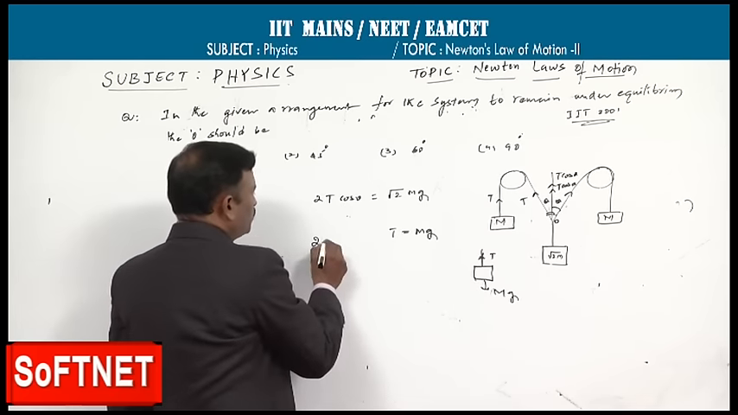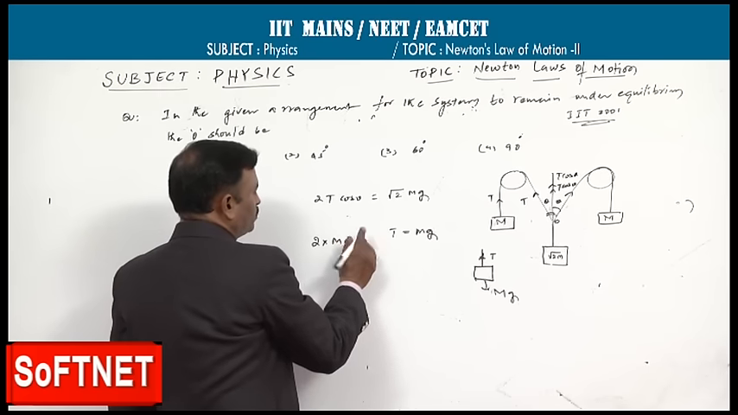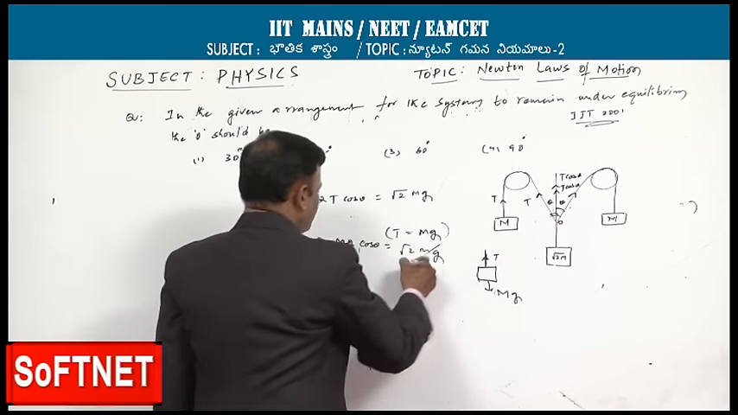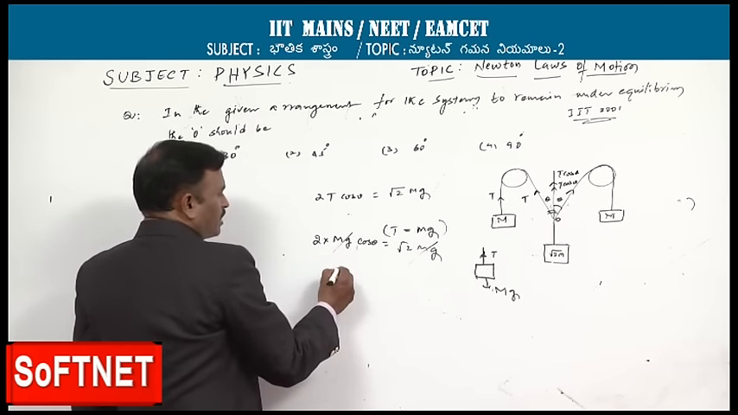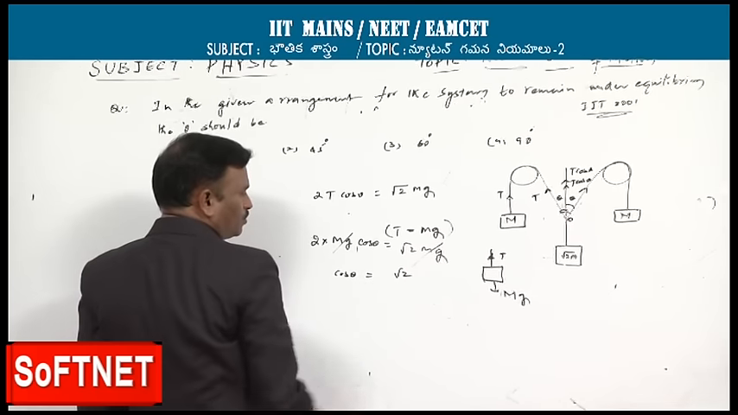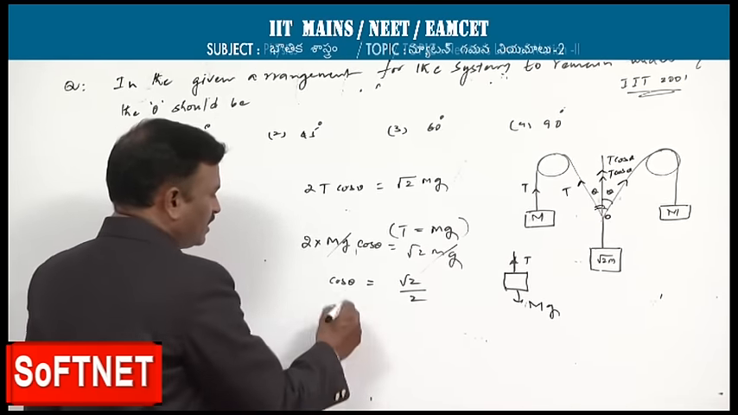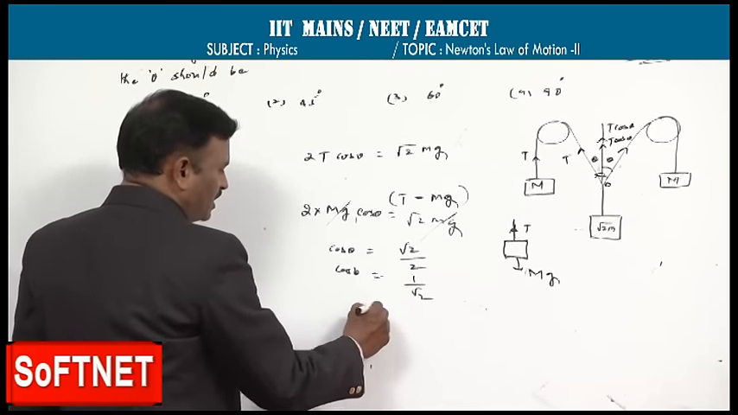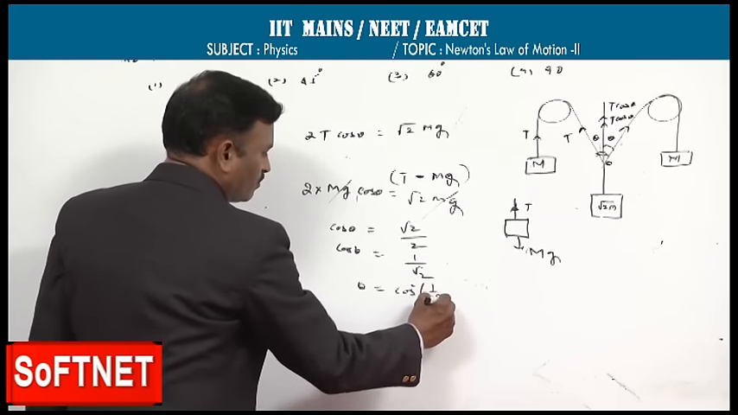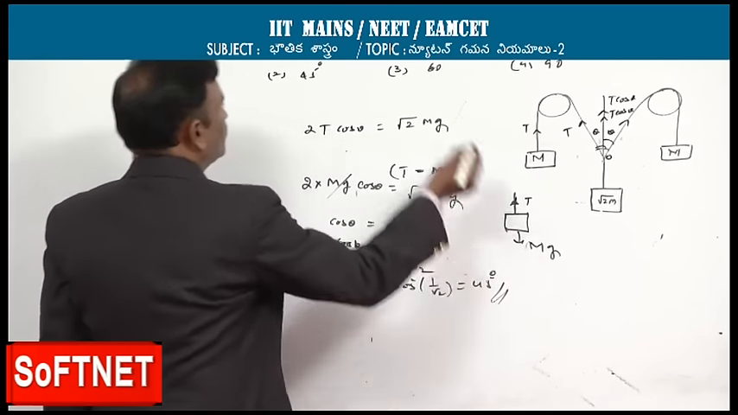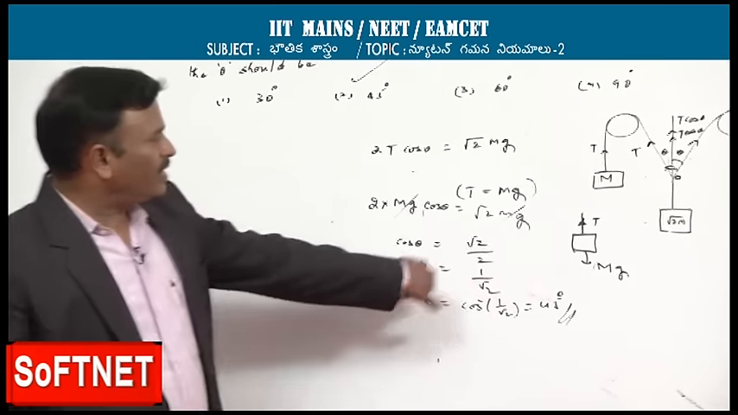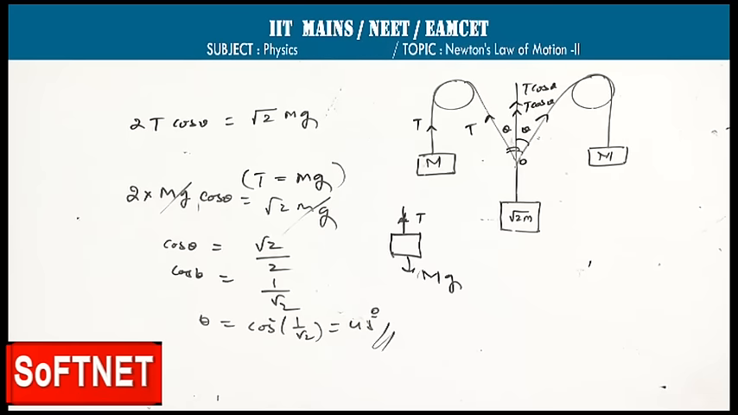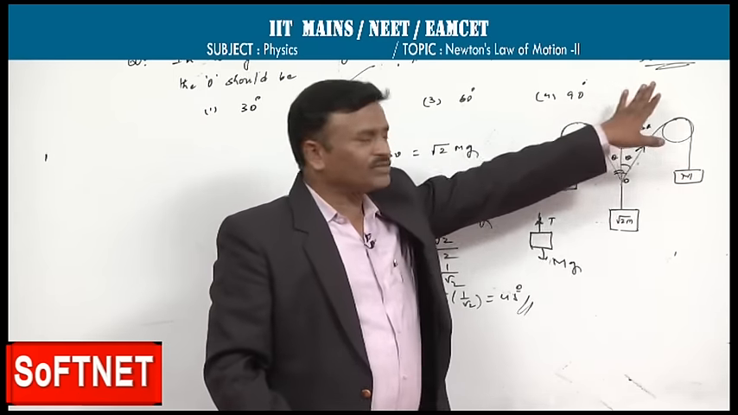By substituting, 2 into mg into cos theta should be equal to root 2 into mg. Here mg cancels. So cos theta is equal to root 2 by 2, which on rationalizing is 1 by root 2. Theta is equal to cos inverse of 1 by root 2, that is 45 degrees. For the 45 degrees angle, the upward and downward weights are equal, and the total system will be in equilibrium. This question was given in Mains 2001.